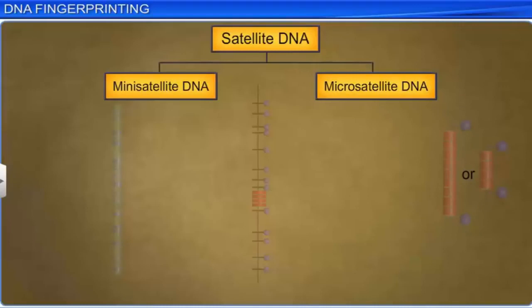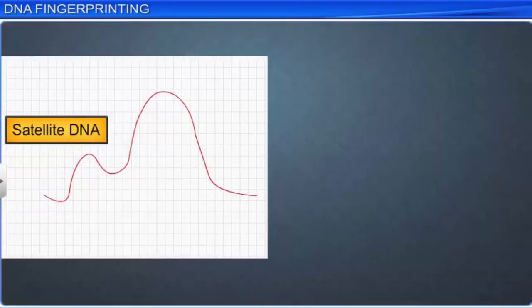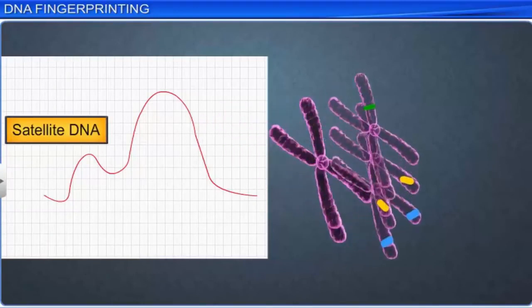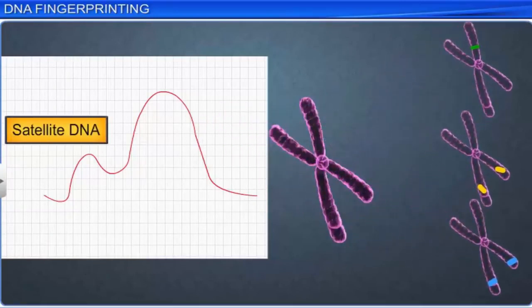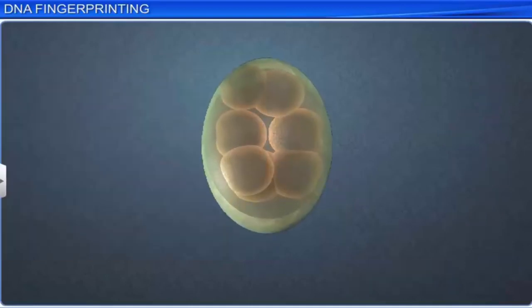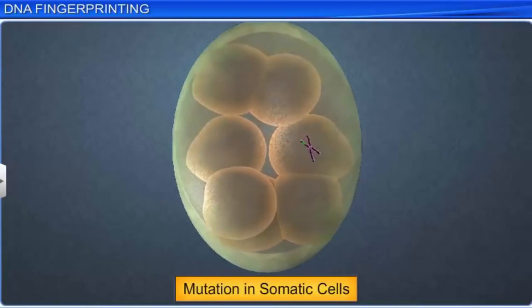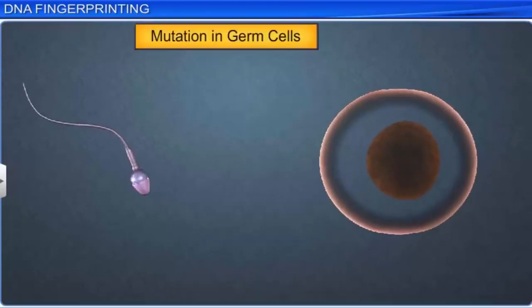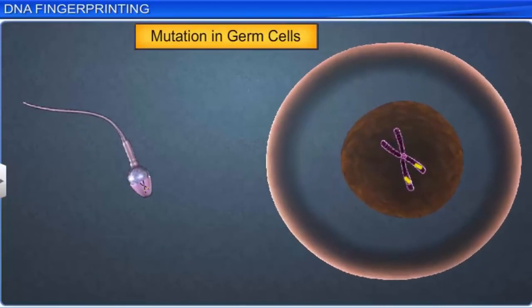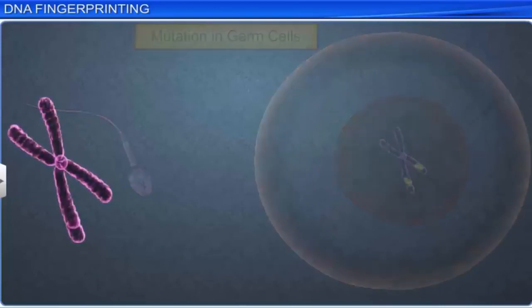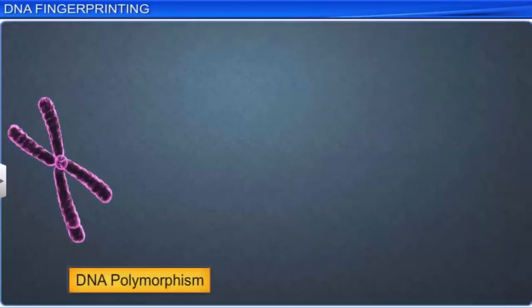These satellite DNA do not show any impact on reproducing ability and exhibit a high degree of DNA polymorphism, or genetic variations within a population. DNA polymorphism is the result of mutations in either somatic cells or germ cells, which accumulates over generations. DNA polymorphism is the guiding principle behind genetic mapping and therefore helps in the DNA fingerprinting technique.